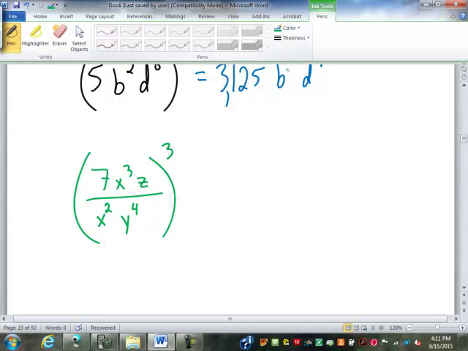Try this one then, quick. Okay, let's take a look at this then. What do we do first? The x's, right? So this is going to be 7. Where's the x going to end up?